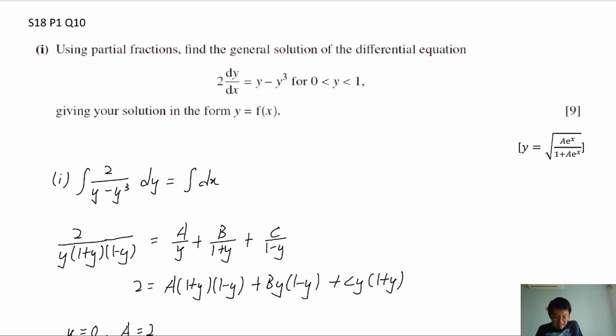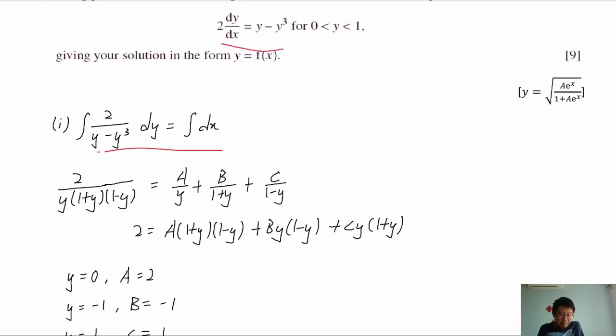So we have this differential equation given. Of course, the first step is always to separate the variables. We have x and y, and we need to separate them. So this is what we get after we separate them. For the left hand side, we can see that our denominator can be factorized. It is y times (1 plus y) and (1 minus y). That is the factorization for the denominator, and from there we know that we can write them as partial fractions.